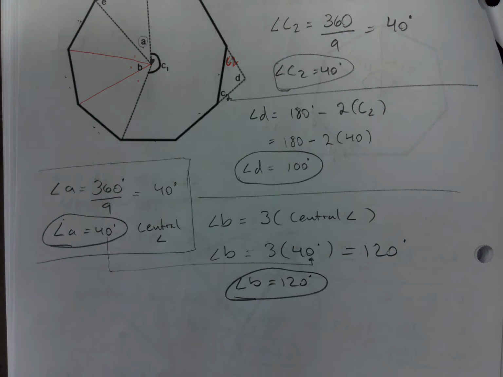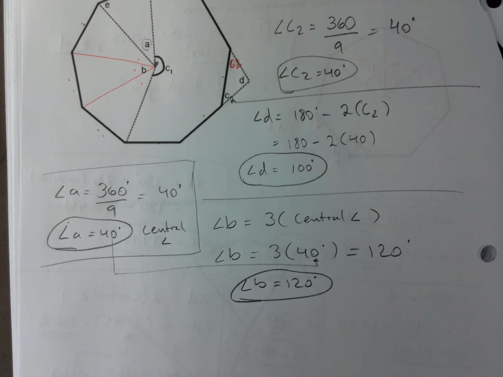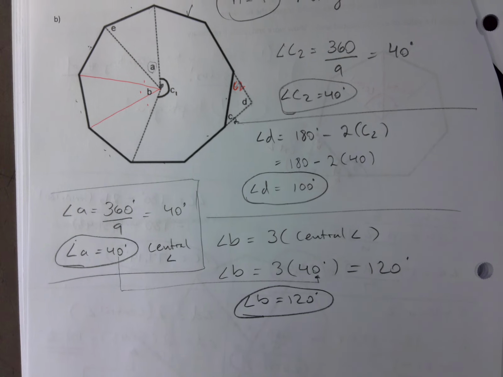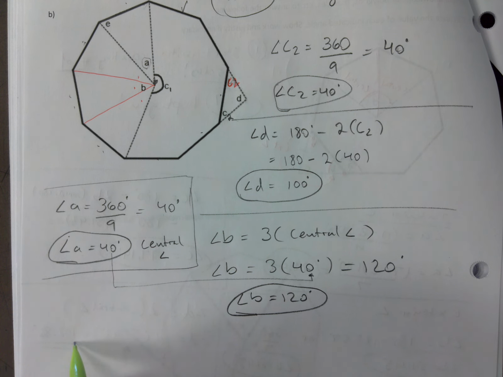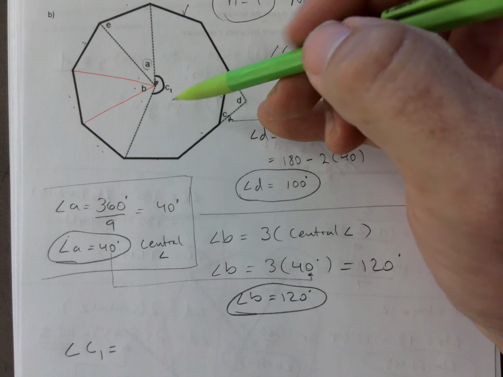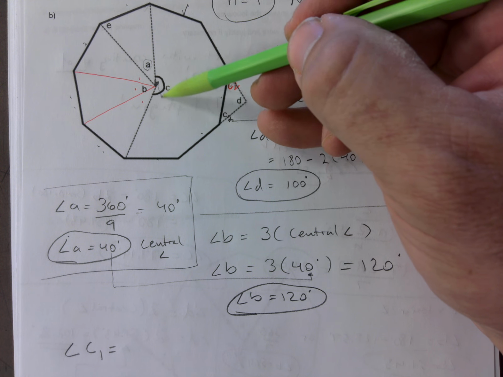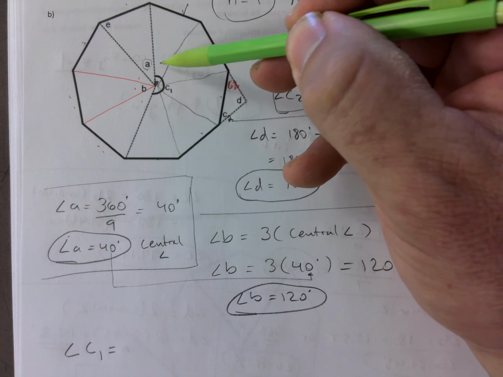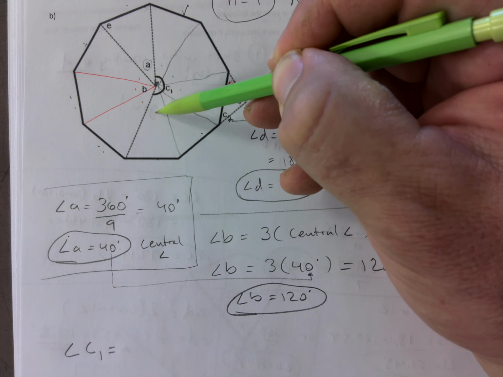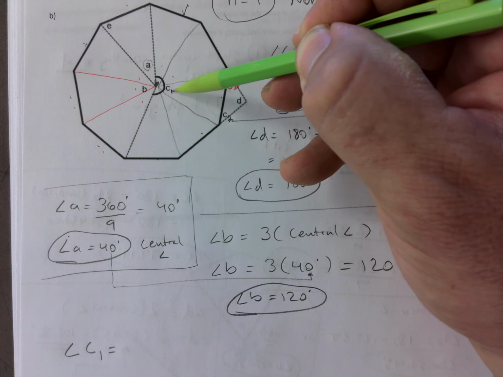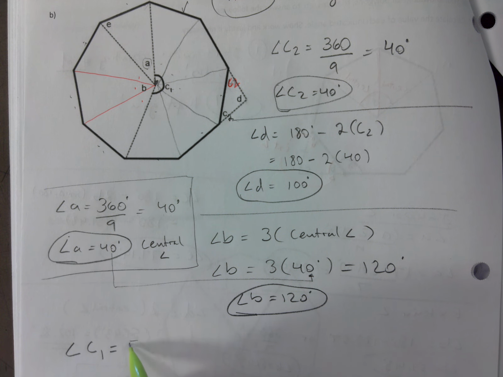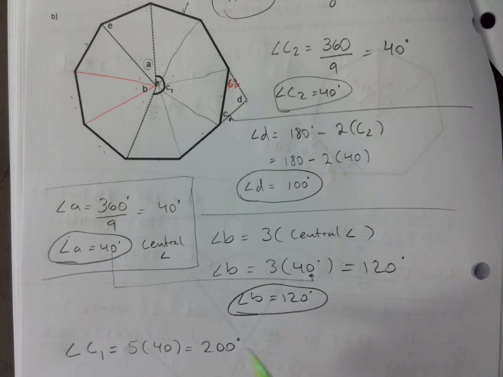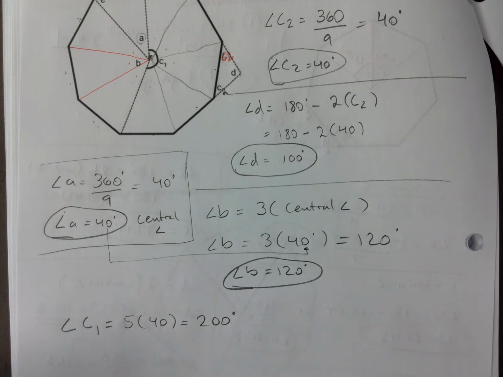We're good? Okay, and C1 is the last one left. A couple of things you can do. You can do this in several ways. We can cut, right? And we know that there are 1, 2, 3, 4, 5 central angles that make up angle C1. So if that's what you want to do, that's 200 degrees. Sorry, you can't see that, can you?